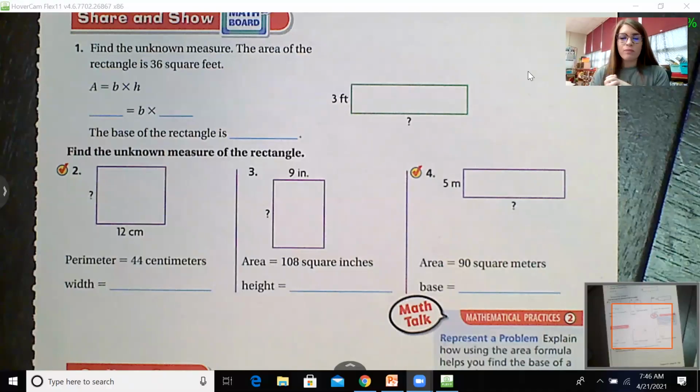All right. Mid-chapter was yesterday. 13.4 is today. We're talking about finding the unknown measure. So we're still working with area and perimeter, except in this lesson, we're going to be giving some of the information and we have to figure out the rest of it. So let's go ahead and look at number 1 here.